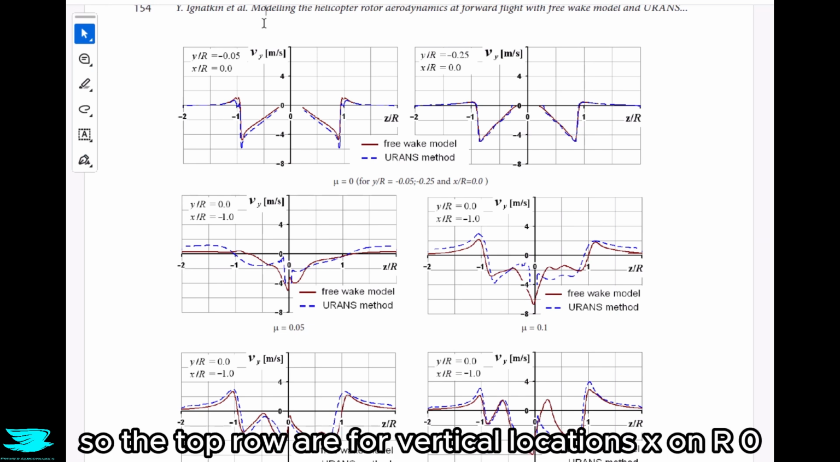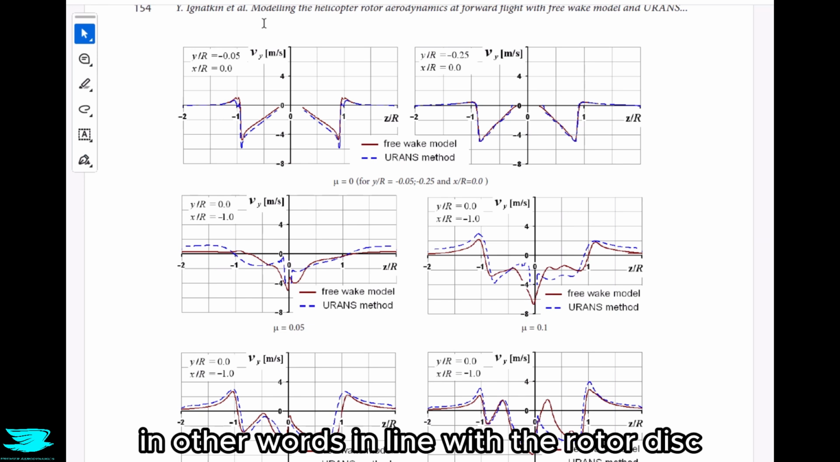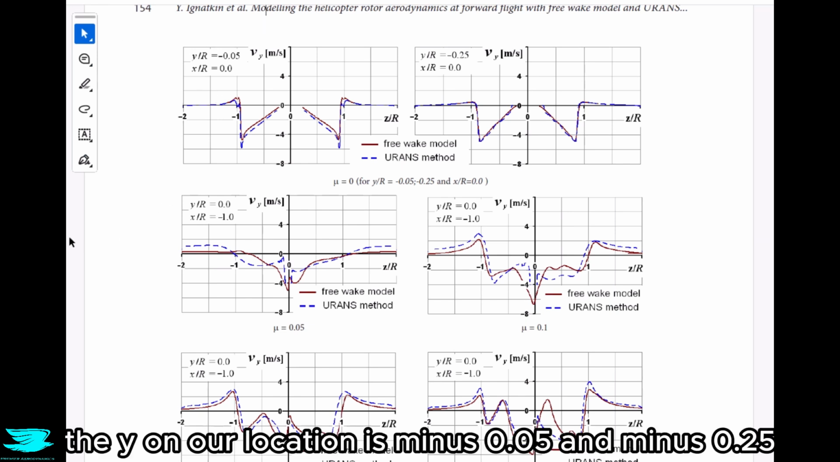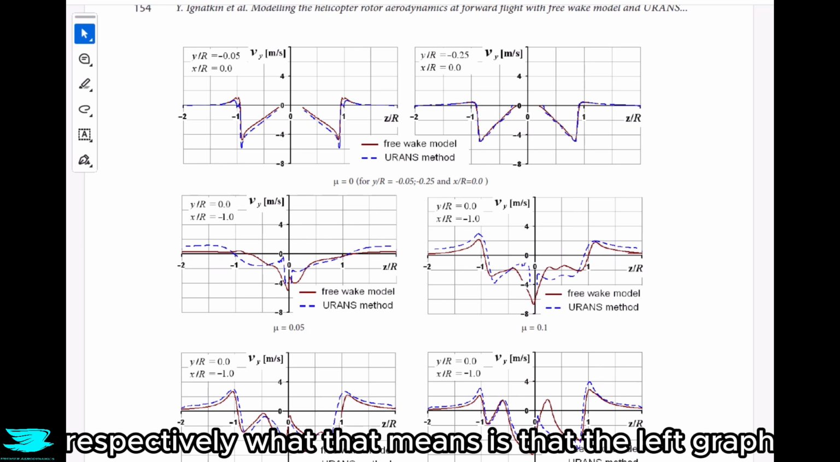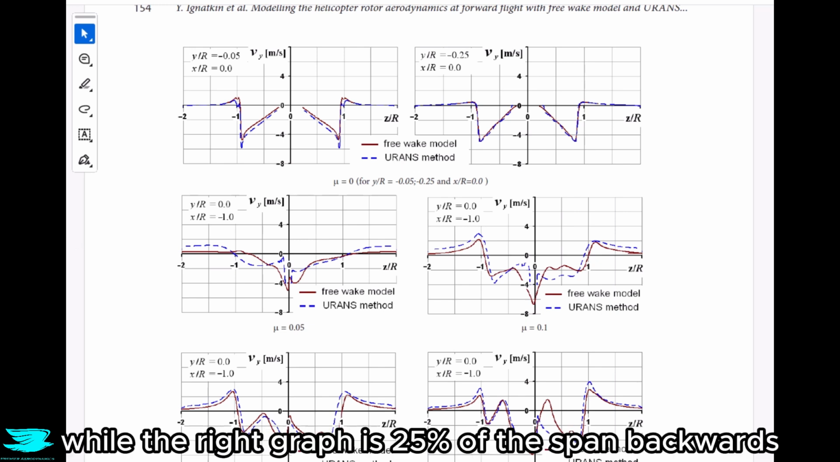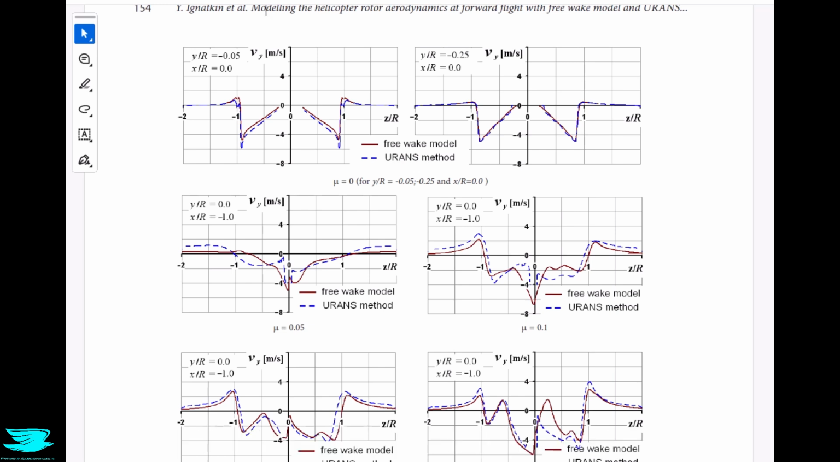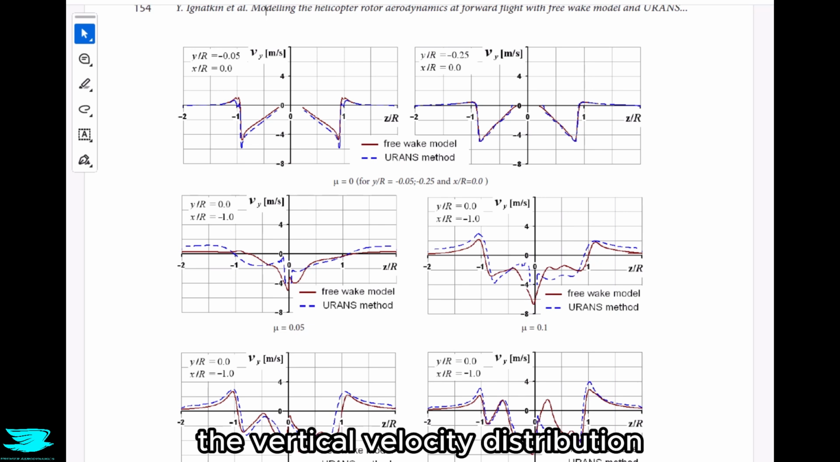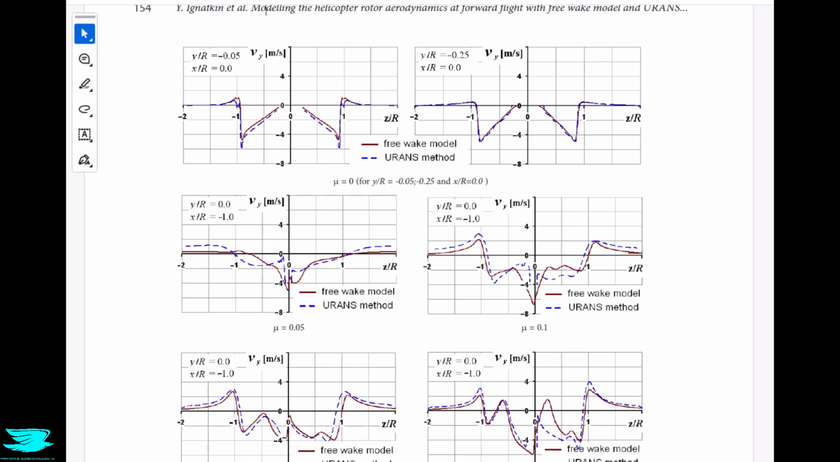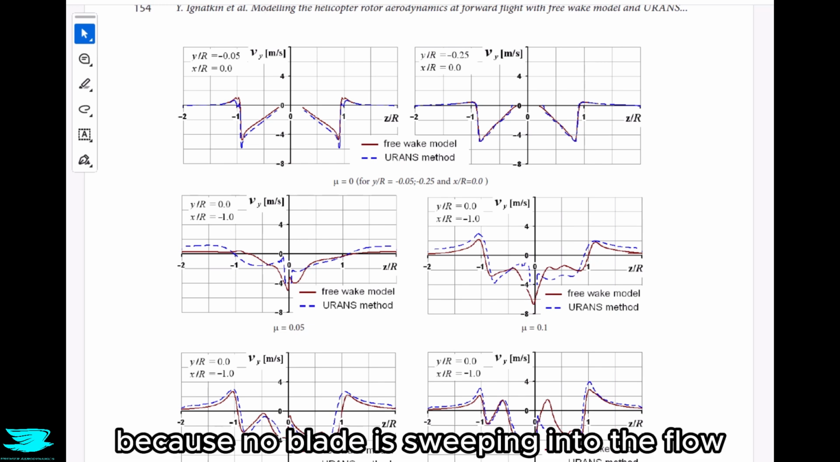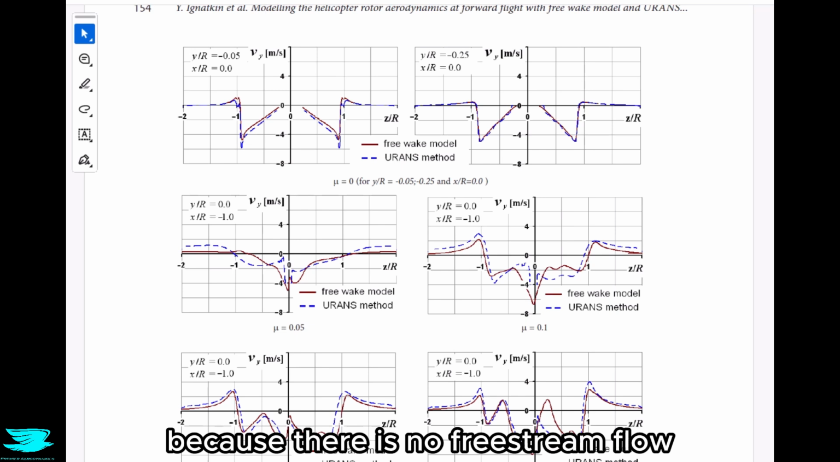Now the top two graphs, so the top row, are for vertical locations where x on r is 0, in other words, in line with the rotor disk. The y on r location is -0.05 and -0.25, respectively. What that means is that the left graph is 5% of the span backwards, while the right graph is 25% of the span backwards. What these graphs show is that for hover mode, so advance ratios of 0, the vertical velocity distribution is symmetrical about the rotor. So the blades are performing symmetrically as you might expect because no blade is sweeping into the flow or away from the flow because there is no free stream flow.